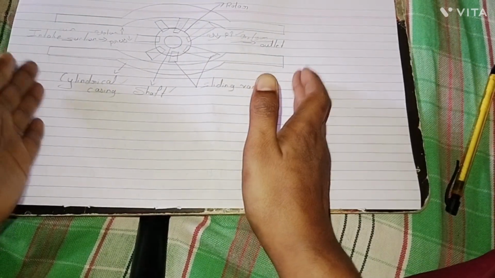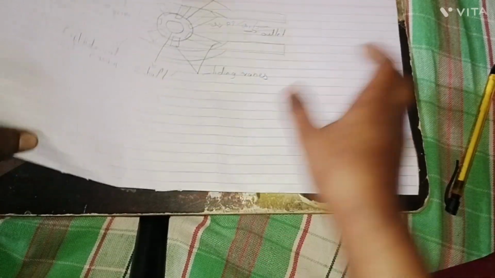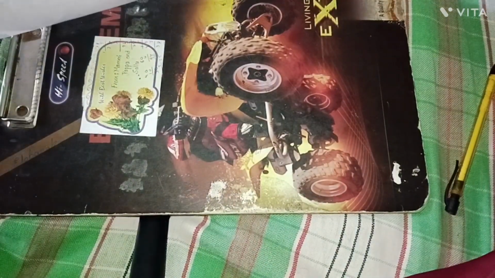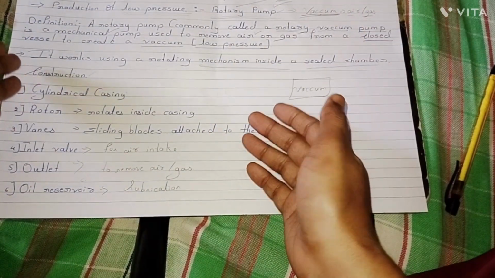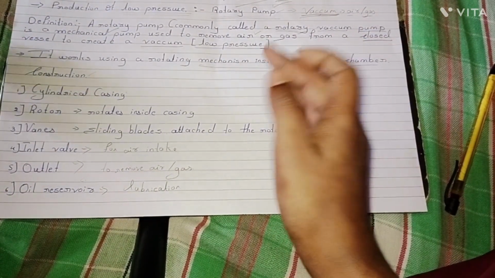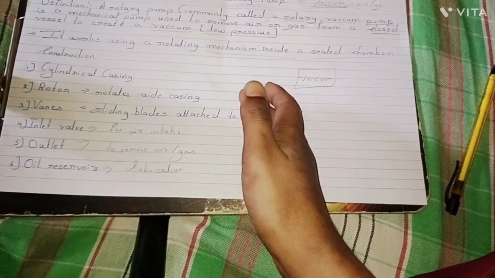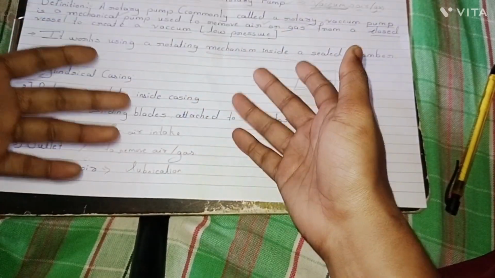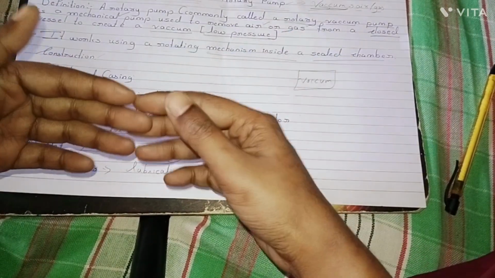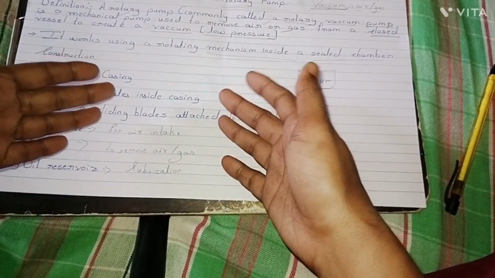I hope you understood the working of a rotary pump. This is all about today's session. We got the definition of a rotary pump, then we got to know how it works, which is on a rotating mechanism, and then we saw the construction, the things we have in the rotary pump. Then we studied the working of a rotary pump. This is a very simple concept. I hope this entire session was clear for you.